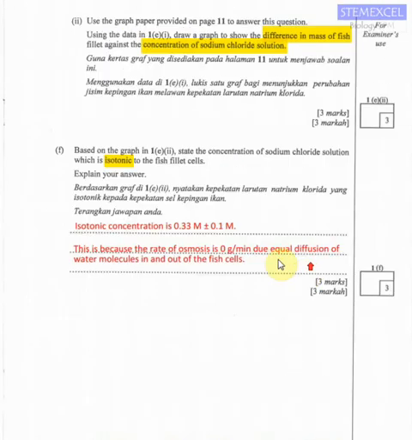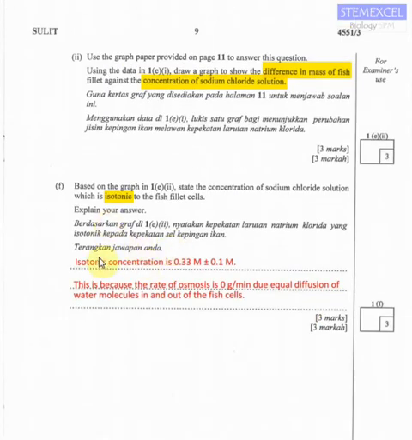So you can state number 1. So you state it here. Isotonic concentration is 0.33 molar plus minus 0.1 molar. This would be 1 point. And you need to also explain why that is so. So this is because the rate of osmosis is 0 gram per minute, which means there's no change in the mass due to the equal diffusion of water molecules in and out of the fish cell.